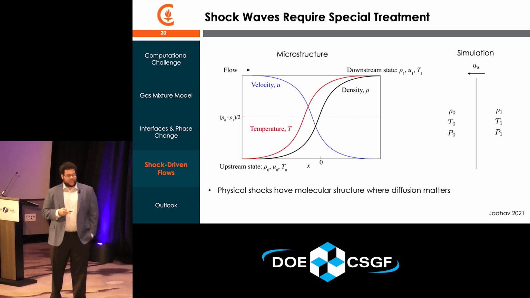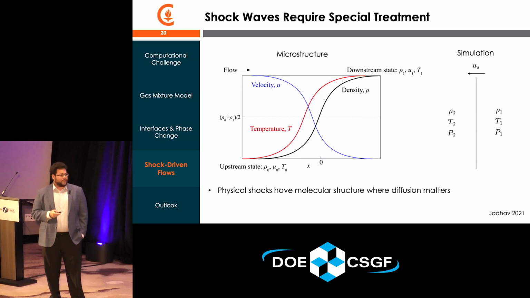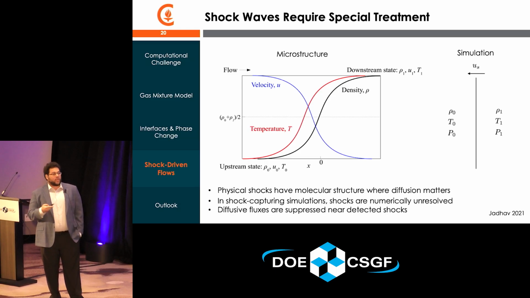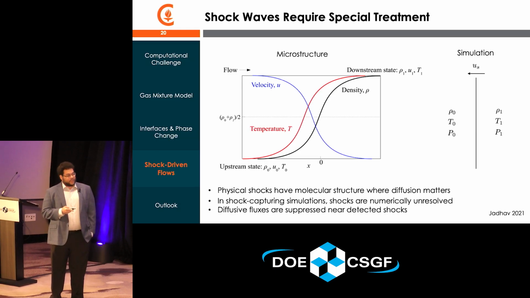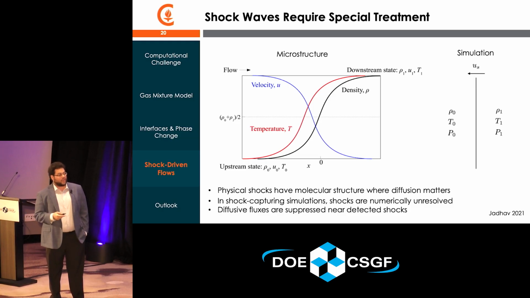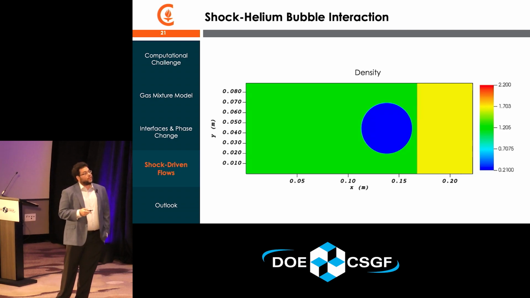However, for our shock capturing schemes, shocks are treated as sharp discontinuities. And truly, diffusion really isn't valid across this unresolved discontinuity. So for the purposes of this talk, diffusive fluxes will be suppressed if we detect that we're computing diffusion around a shock. So let's test and make sure that this all works with shock-induced flow.